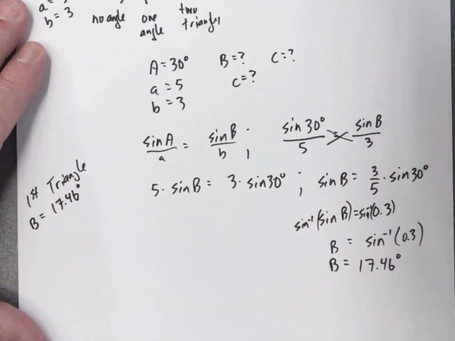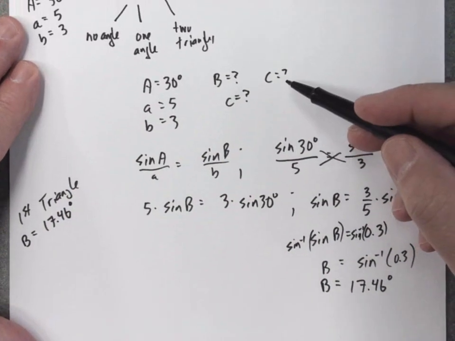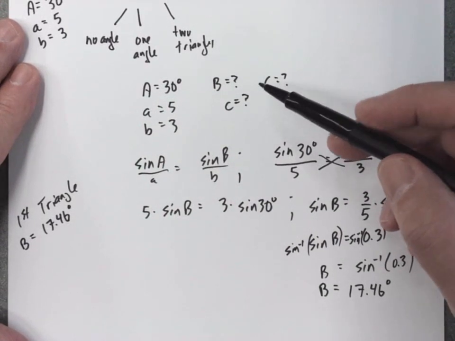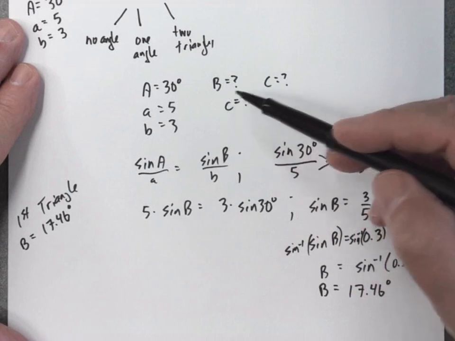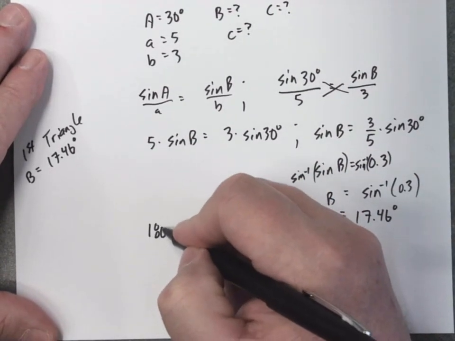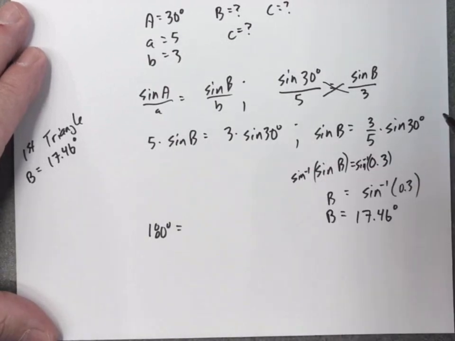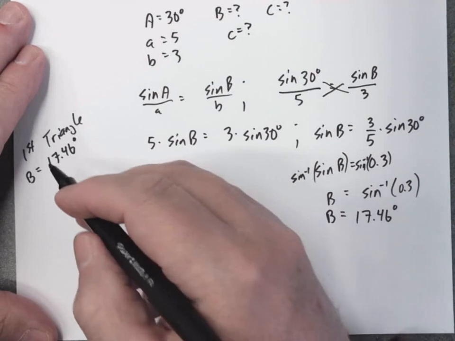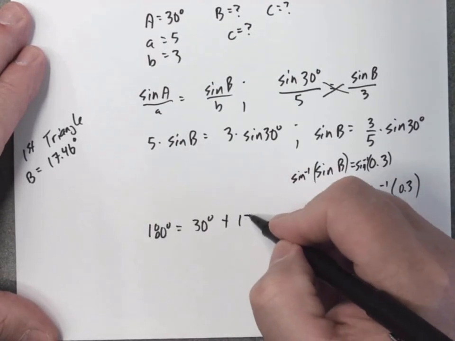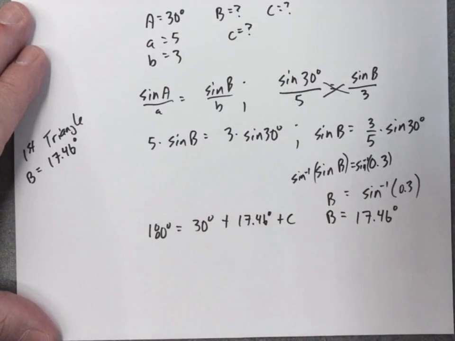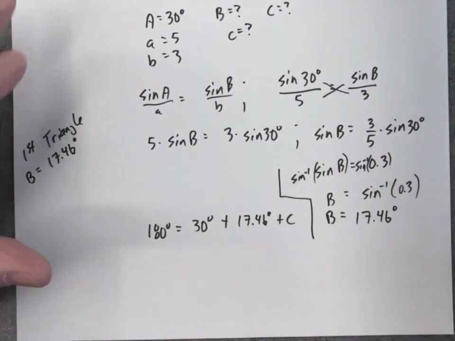17.46 degrees. Now, I can go ahead and find the angle C, because if I know angle A and now I know angle B, I can find C, right? By adding the 3 angles together. Angle A is 30 degrees, angle B is 17.46 degrees, and here's angle C.